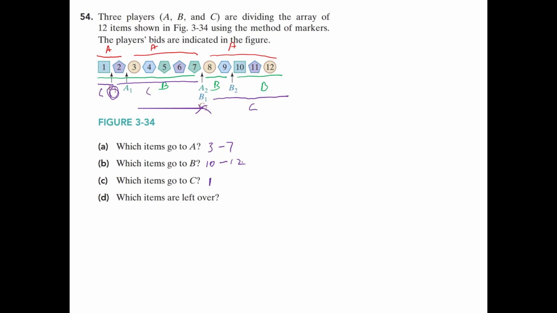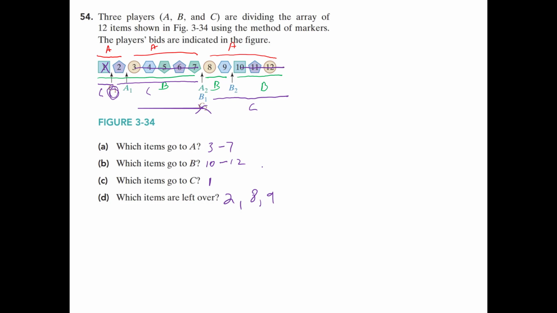When we do that, A gets 3 through 7. So that means then that 2 is left over. And then B gets 10 through 12. So that means that 8 and 9 are also left over. That is how we do that.